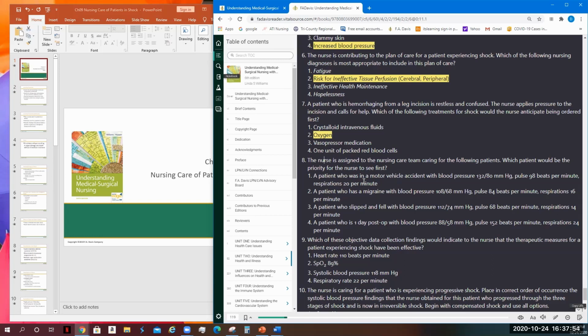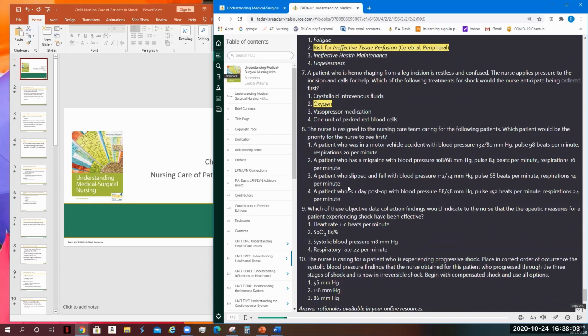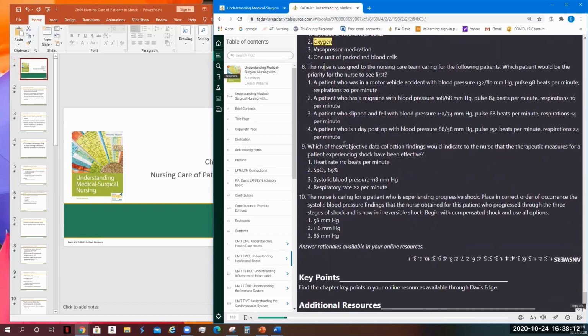Number 2, a patient who has a migraine with blood pressure of 108/68, pulse of 84, and respirations of 16. Again, that's pretty normal. Number 3, a patient who slipped and fell with blood pressure of 112/74, pulse of 68, and respirations of 14. Sounds normal to me. Number 4, a patient who was 1 day post-op with blood pressure 88/58, pulse of 152, and respirations of 24. That is my priority. So the answer is number 4.